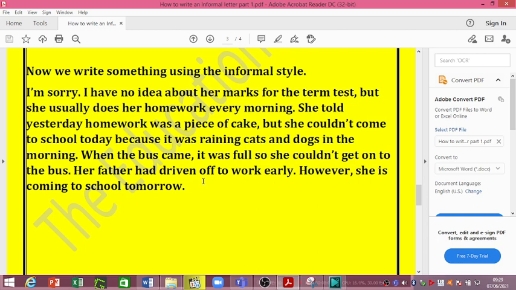Right. Then in our next lesson I will focus on writing informal letters using informal sentences.